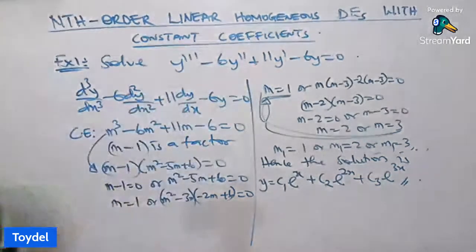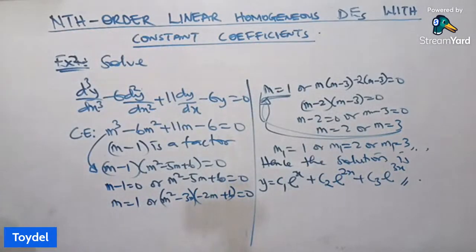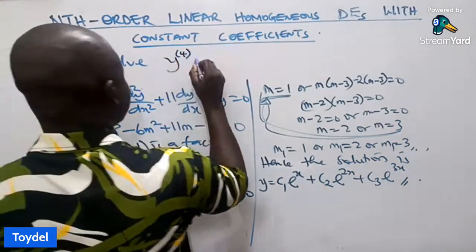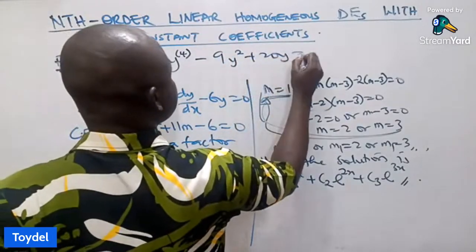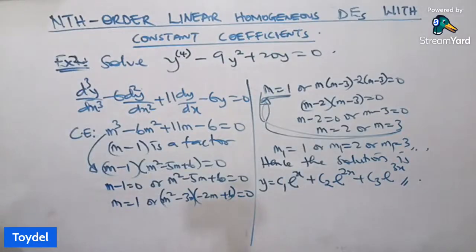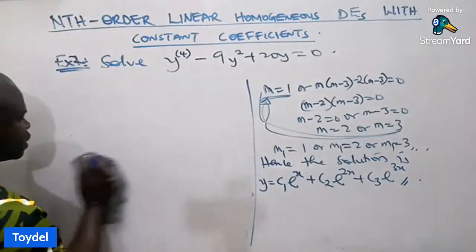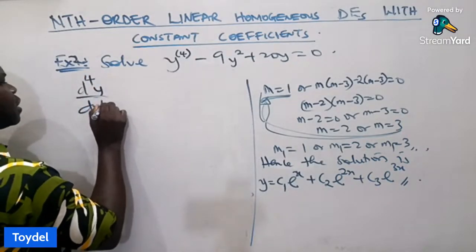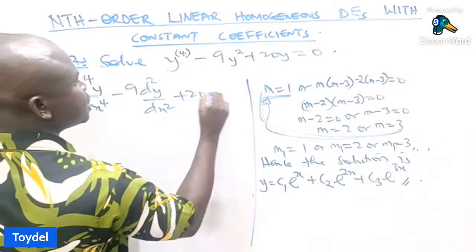So let's take another example, example 2, where we are going to have y raised to power 4. That is, we have to solve y4 minus 9y squared plus 20y equal to 0. So this is another question. So how do we solve this? That is, when we have the fourth derivative of y with respect to x, minus 9 times the second derivative of y, plus 20 equal to 0.